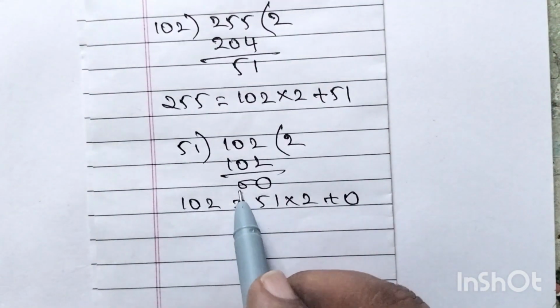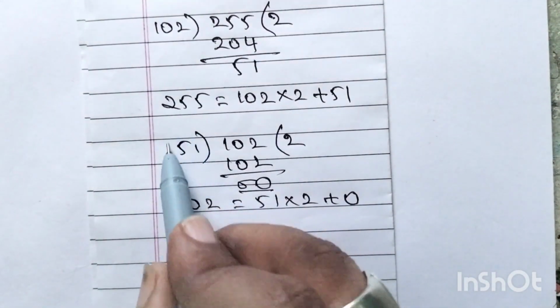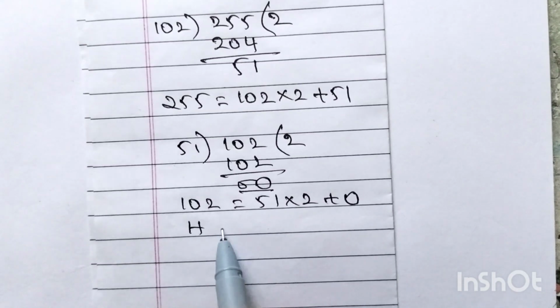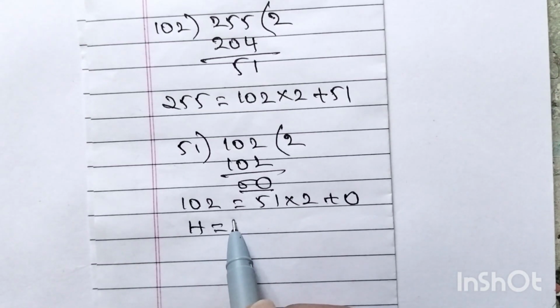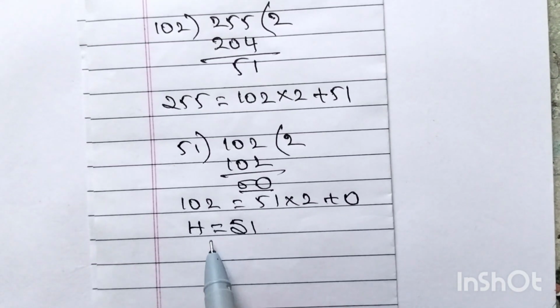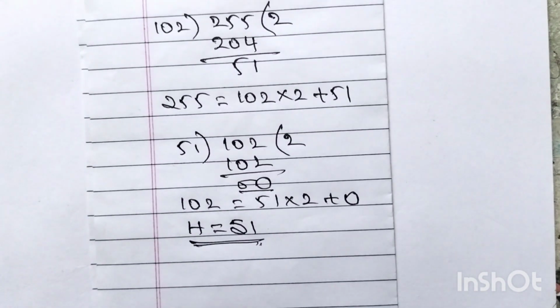So if the remainder is 0, now you observe what is the divisor, that is 51. Therefore HCF of 867 and 255 is 51. So like this, by using division algorithm, Euclid division algorithm, we have to find out the HCF of 867 and 255. Now let us move to the 26th question.